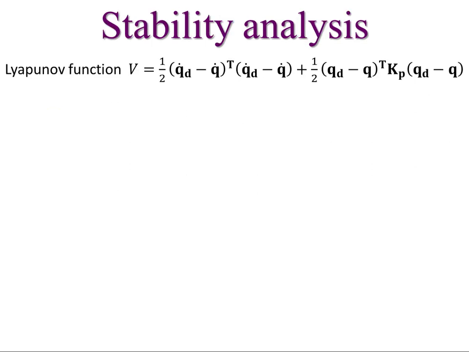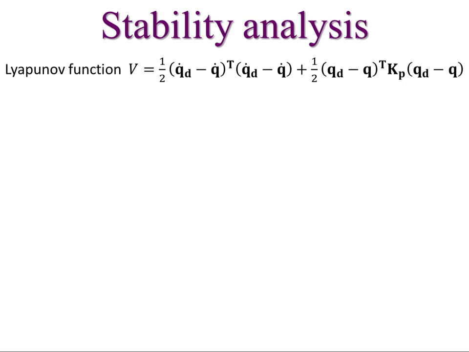Next, I would like to introduce stability analysis when we use the computed torque method for a multi-joint robot. In this case, the Lyapunov function V is defined like this. The first term on the right side of this equation represents the magnitude of the joint velocity error, and the second term on the right side represents the magnitude of the joint angle error.